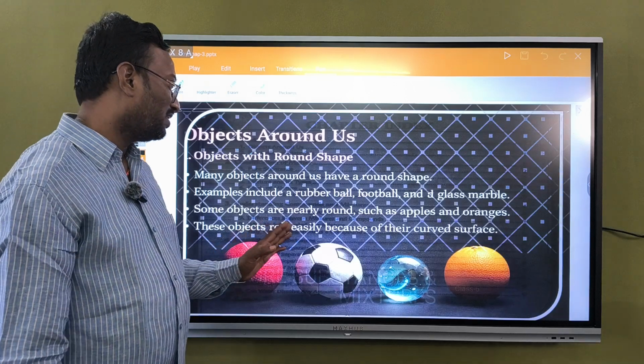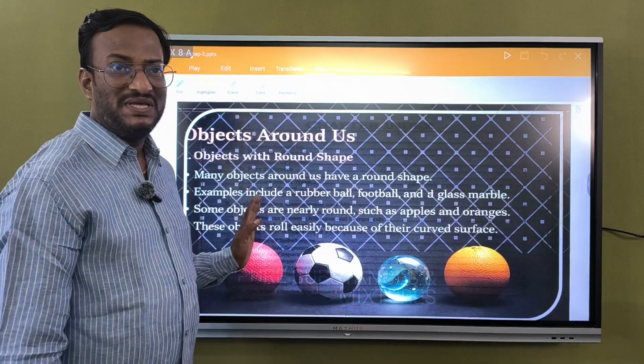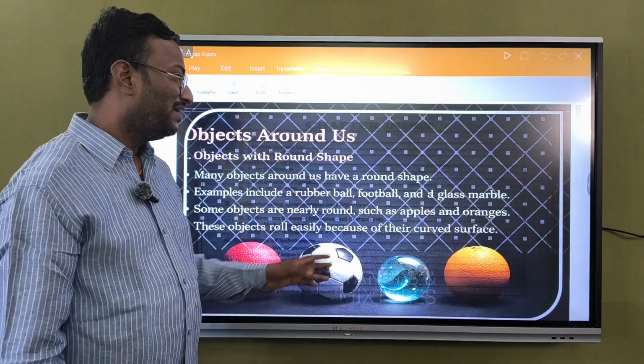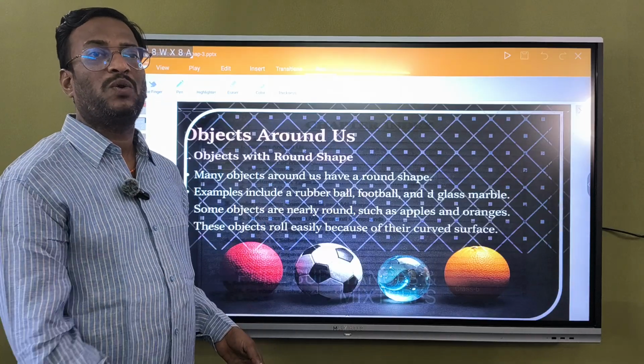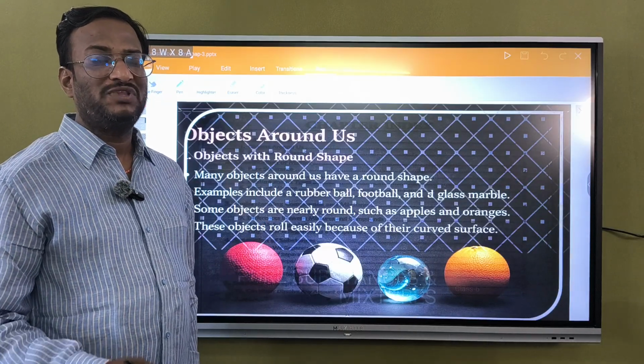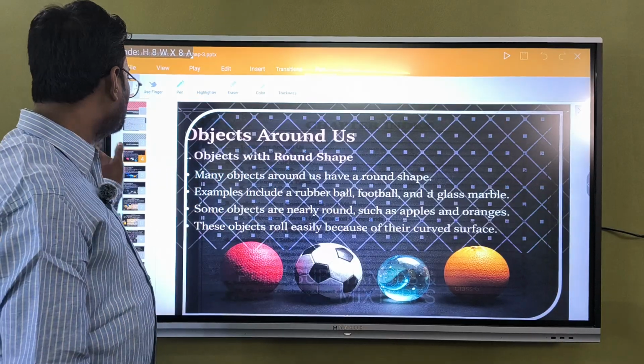And these objects can be easily rolled because of their curved surface. If the surface is curved, they will roll on the floor. If the surface is not curved, they will not roll. Okay, so this is the thing.